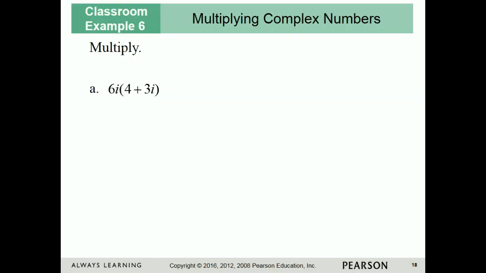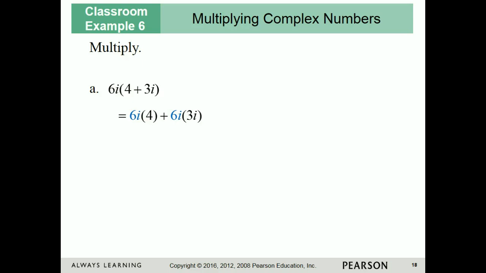Okay, so here's the first multiplication situation. So we're going to treat that 6i just like we would any other number, and we're going to distribute it across that binomial. It is a binomial, in the standard form of a complex number. So we treat it like distributing across a binomial. So as you can see, we're distributing that 6i across that complex number.